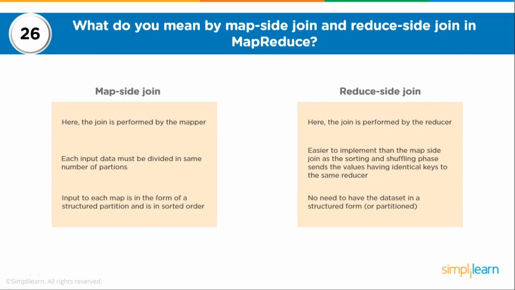When you talk about reduce side join, here the join is performed by the reducer. So it is easier to implement than map side join, as all the sorting and shuffling will send all the values having identical keys to the same reducer. So you don't need to have your data set in a structured form. So look into your map side join or reduce side join and other joins just to understand how MapReduce works. However, I would suggest not to focus more on this because MapReduce is still being used for processing, but the amount of MapReduce based processing has decreased overall across the industry.